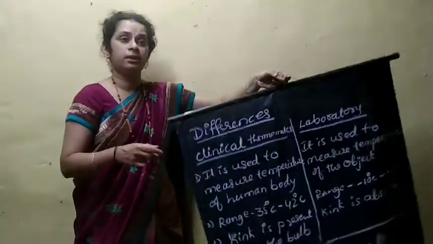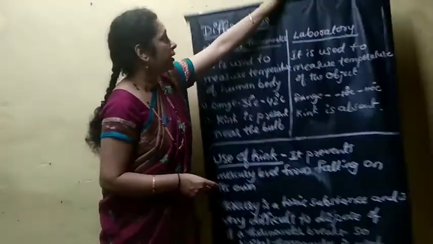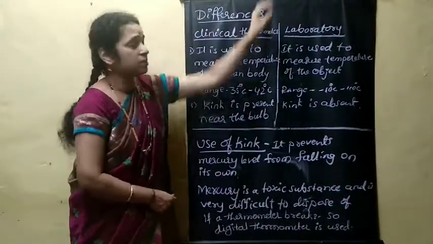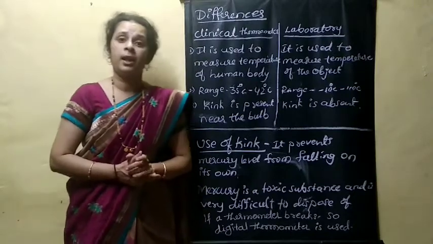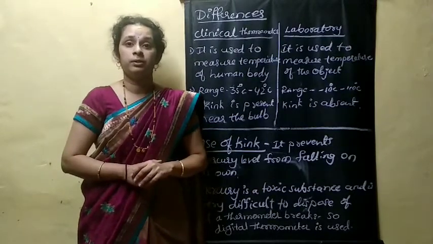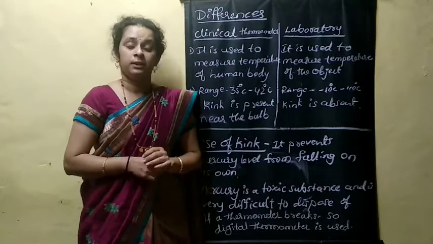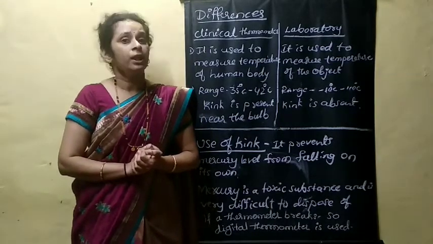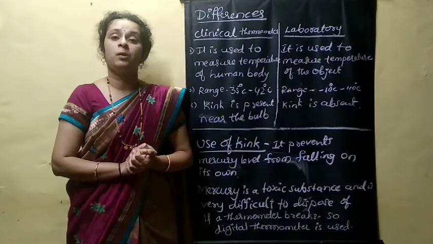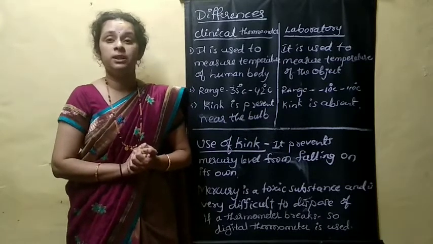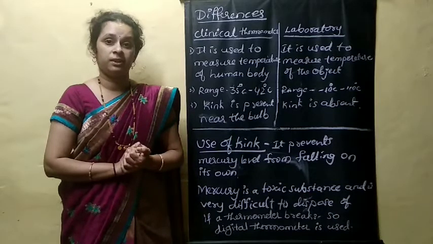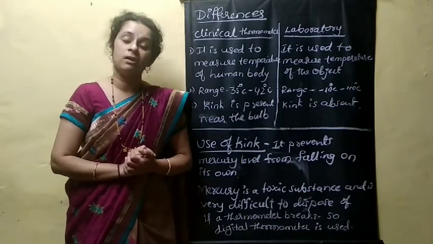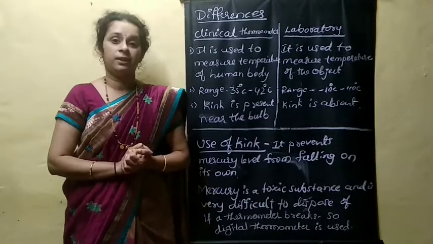We completed the discussion of the clinical thermometer as well as the laboratory thermometer. Then what is the difference between a laboratory thermometer and a clinical thermometer? I think you can guess. The clinical thermometer is used to measure the temperature of the human body, and the laboratory thermometer is used to measure the temperature of an object. And the range of the clinical thermometer is different from the range of the laboratory thermometer.